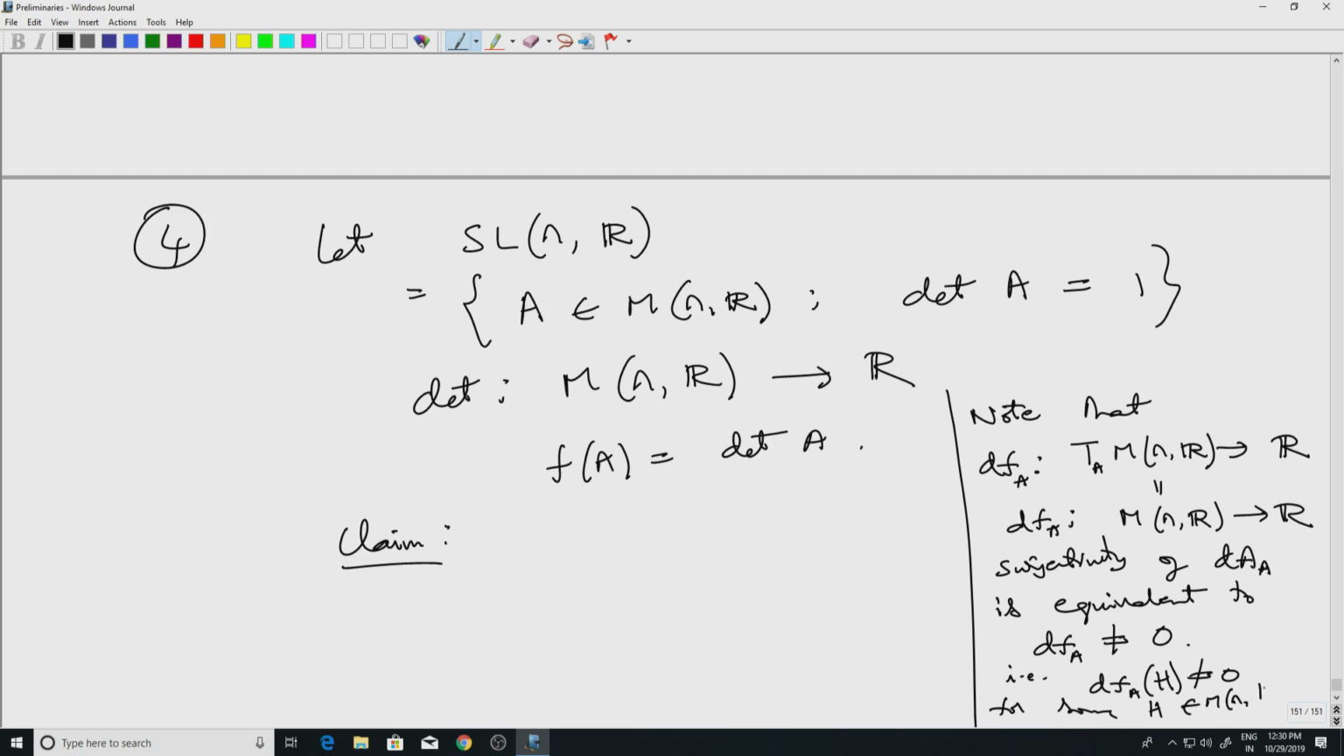So I just have to find such an H, but I need a formula for df_A. Now, the first claim is about df_I. I'll take A equals I. Notice that the identity matrix is trivially an element of SL(n, R). And df_I of H turns out to be just the trace of H.